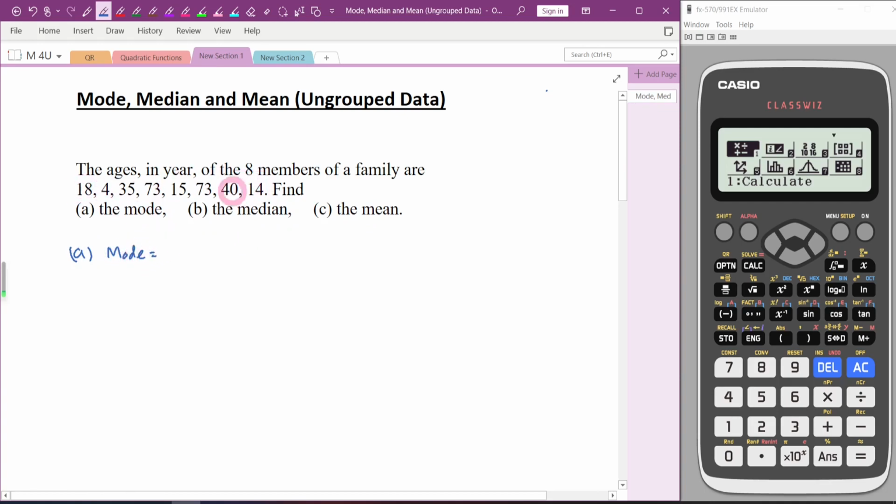So what's a mode? So you will notice that we have 2 times of 73, right? So the mode will be 73 years. This one you don't have to do any calculation, just look at it.